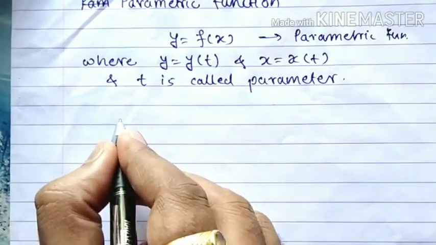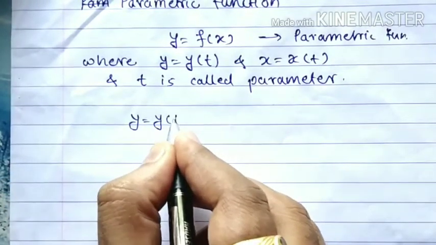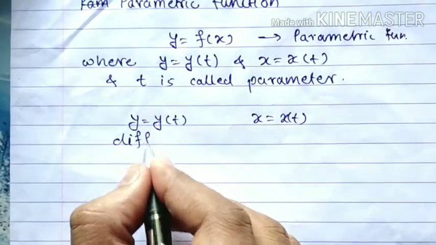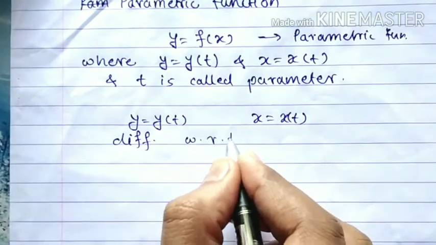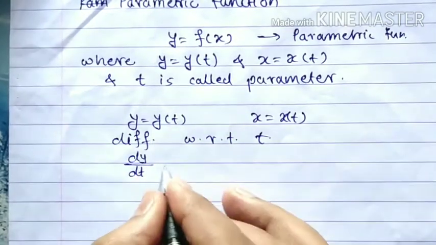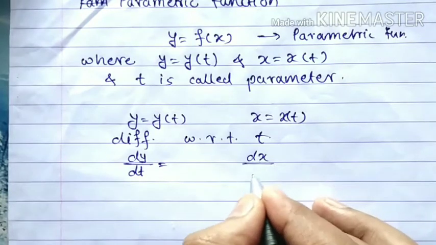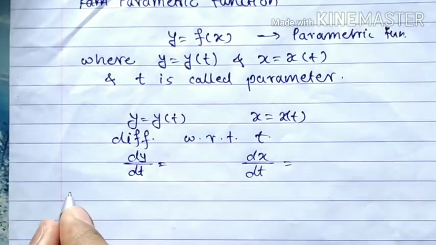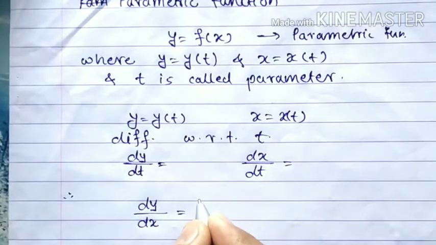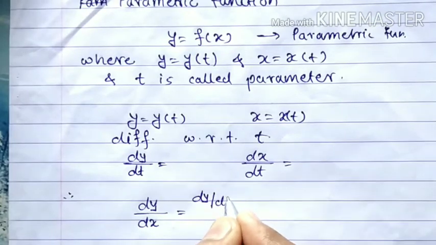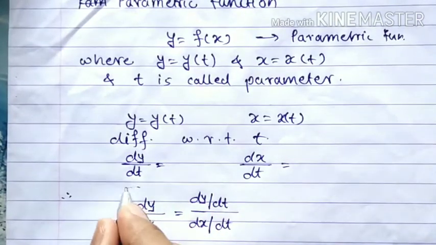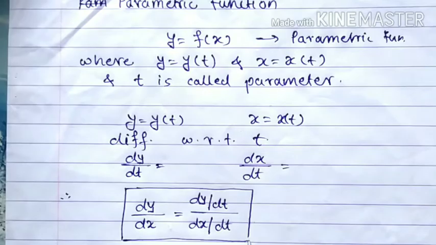Since y is given in terms of t and x is given in terms of t, we differentiate first of all both x and y with respect to that third variable, that is the parameter. So we will calculate dy by dt is equal to, and similarly dx by dt is equal to, and therefore the derivative of function y with respect to x can be written as derivative of y with respect to t divided by derivative of x with respect to t. This is the formula to calculate the derivative of a parametric function.